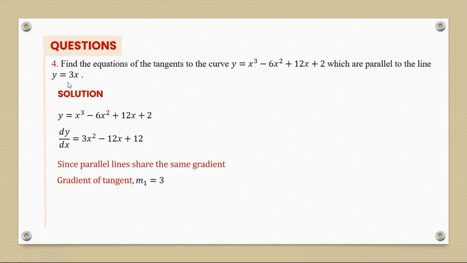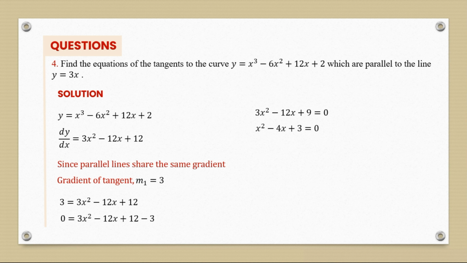So I can just look here and I can actually pick the gradient of the tangent from this other line. Therefore, if I plug that in, I'll have 3 is equal to 3x squared minus 12x plus 12. So bring this 3 to this other side and leave a 0. So 12 minus 3 will give me a 9. So I'll have 3x squared minus 12x plus 9 being equal to 0. So divide all sides by 3 and I'll have x squared minus 4x plus 3 being equal to 0.